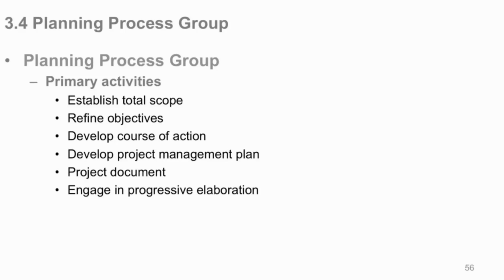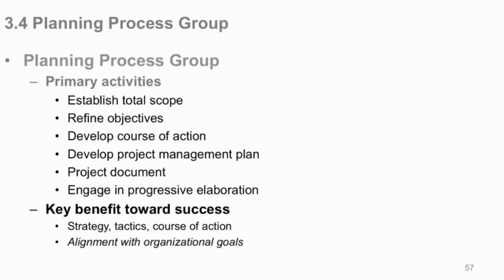And of course, progressive elaboration is always at play in planning. It's always at play throughout the entire project to make sure that what you are doing is still on track, it's the correct thing, and everybody loves it. So here's the key benefit towards success. There's strategy, there's tactics, courses of action in planning that you want to document in your plan, and you've got to make sure, again, that whatever you're doing here, planning aligns with your organizational goals. Don't go outside the fence for no reason. Keep it in the family.